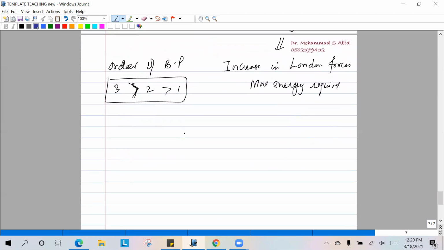But there is another possibility also. For example, I have CH3F, I have CH3Cl, and I have CH3I. Now in this case, the alkyl group is the same, one carbon atom. So the size is not going to be affected by the alkyl group. The size will be governed by the size of the halogen.